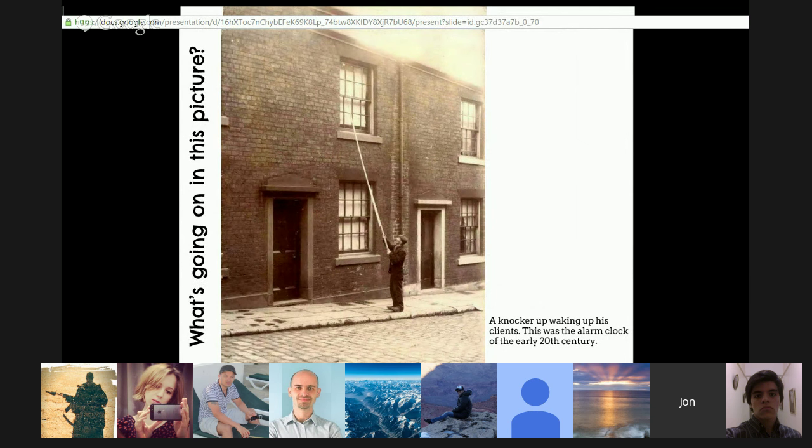This was the alarm clock 100 years ago. You didn't buy an alarm clock. You paid this guy to knock on your window with a stick and say, "Get out of bed." This is expensive. And hey, this was a good job. Yes, it's simple. A knocker. So you paid this guy to wake you up by banging on your windows in the morning, because you had to get to the factory, right?